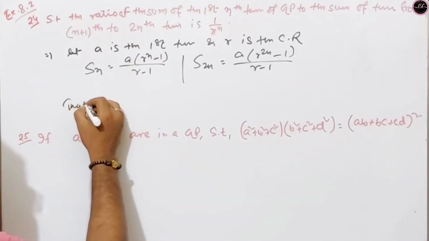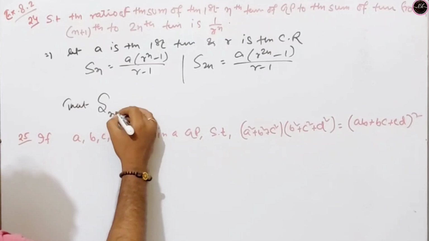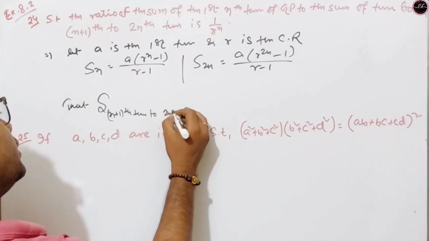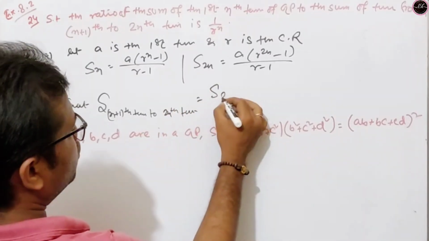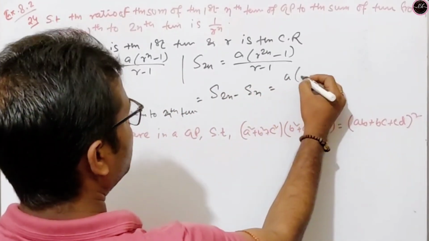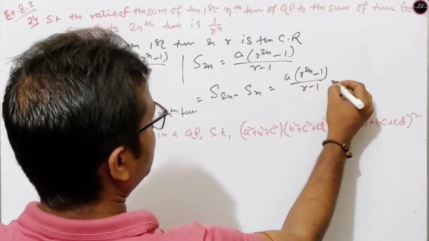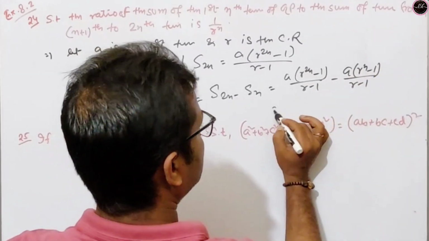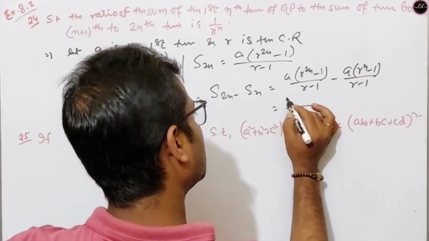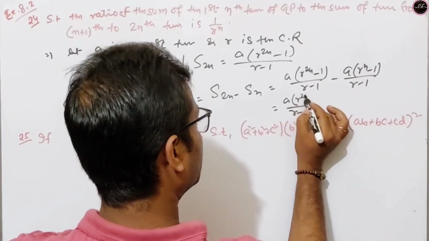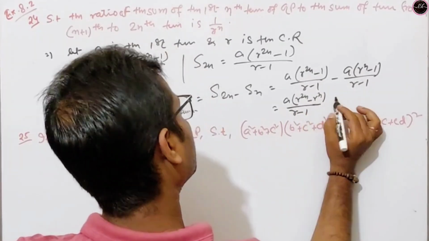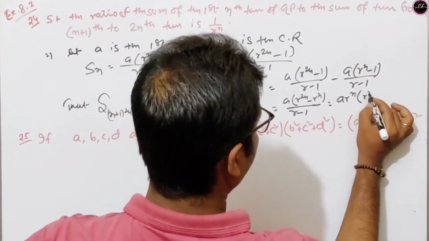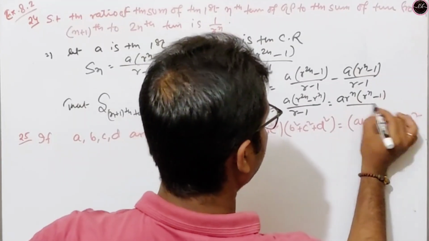So the sum from the (n+1)th to the 2nth term equals S2n minus Sn, which is A into R to the power 2n minus 1 by R minus 1, minus A into R to the power n minus 1 by R minus 1. Taking A and 1 over R minus 1 common, we have R to the power 2n minus R to the power n. Then taking R to the power n common, that will be A R to the power n into R to the power n minus 1 divided by R minus 1.